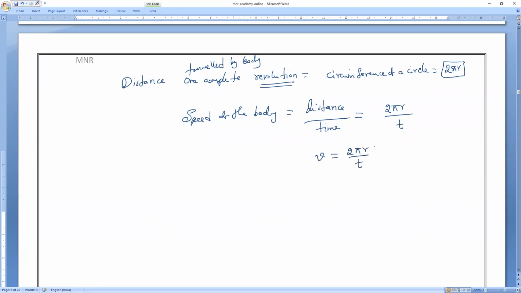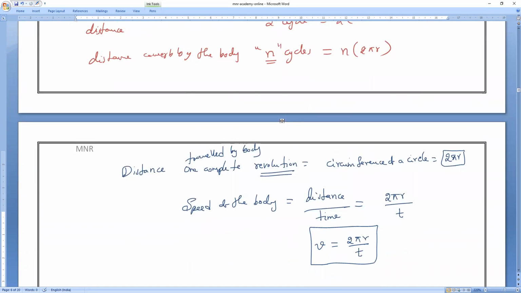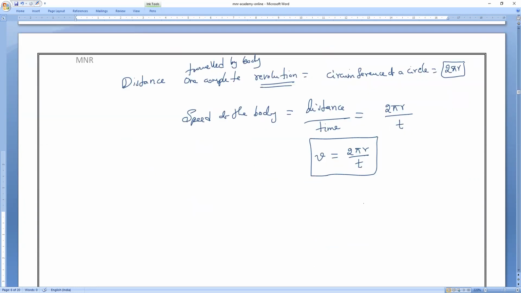Is it okay, all of you? Then the formula is V is equal to 2 pi r by time. Speed of a body in a circular track is 2 pi r by time. Is it okay? All of you understood?